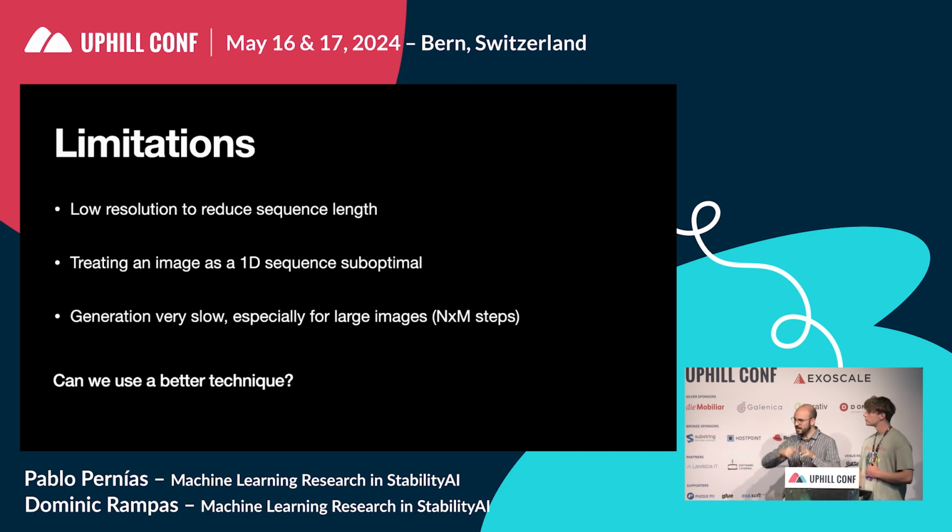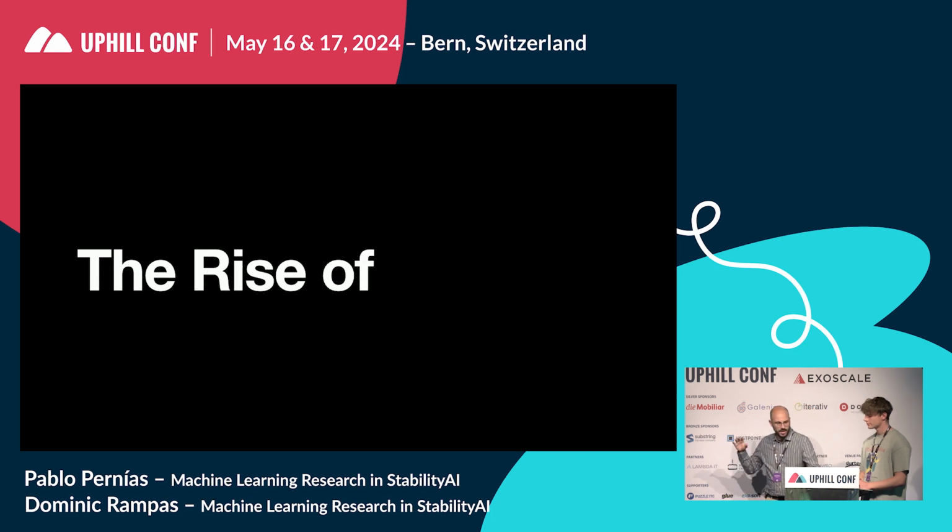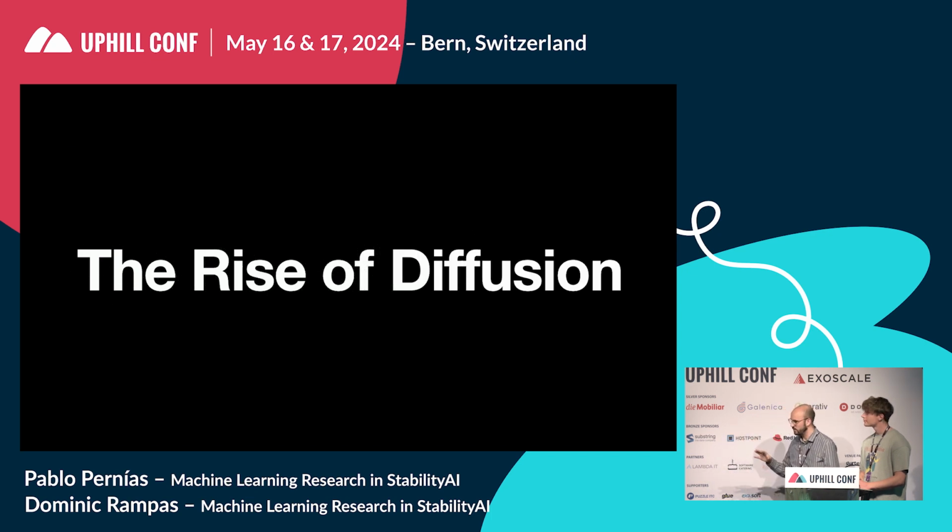So then every time you want to get a new image, you need to fill the whole context, right? And that's very expensive. So can we use a better technique? This is where diffusion models came into action. I don't know if you've heard about diffusion. It's the technique that replaced autoregressive models for image generation.